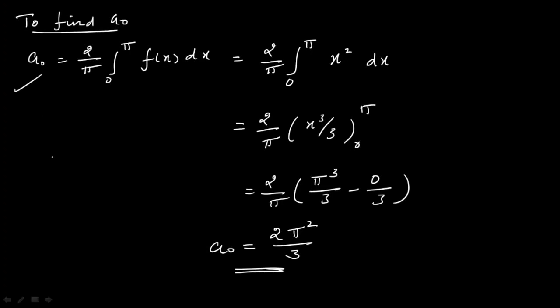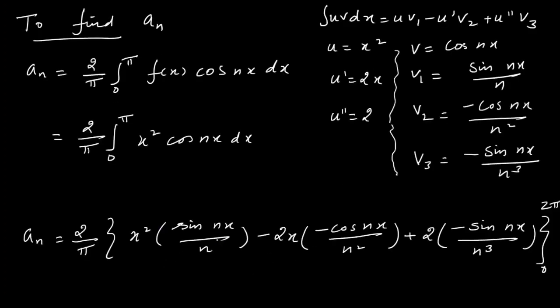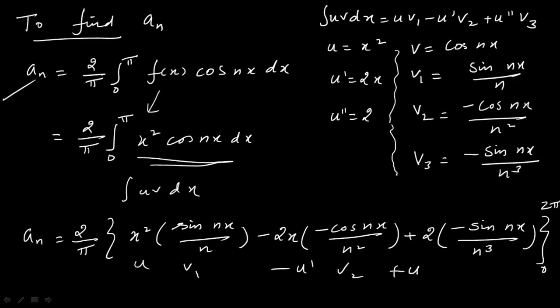First we have to calculate the value of a naught. For that we make use of this formula, replace f of x by x square, and integrating and substituting the limits you get the value of a naught, this one. And next you calculate the value of an. For that we make use of this formula and replace f of x by x square. This is of the form integral uv dx, so we make use of Bernoulli's formula, that is integral uv1 minus u dash v2 plus u double dash v3.